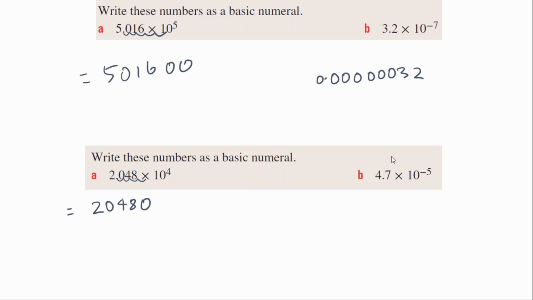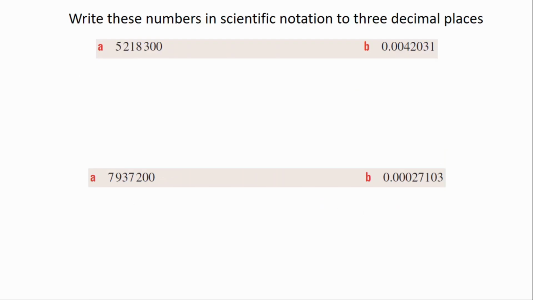Alright, and this next one I got 4.7 times 10 to the power of negative 5. So I'm moving the decimal point to the left. So that's 1 space there, 2, 3, 4, and 5. And just put a decimal point there. So that should be your final answer. Alright, now we're going the other way. We're writing these numbers in scientific notation to 3 decimal places.